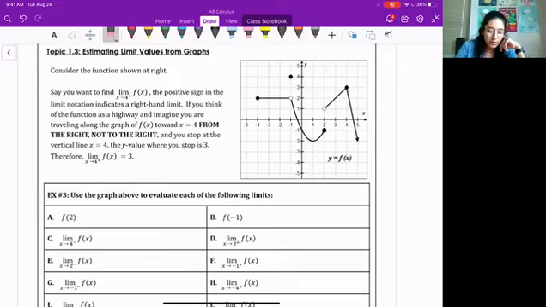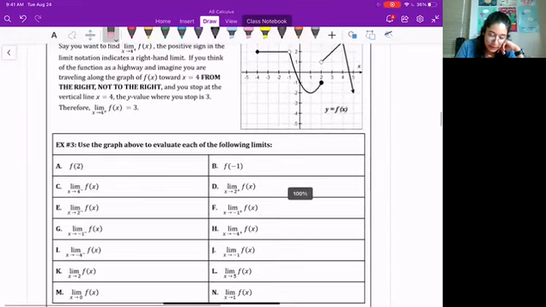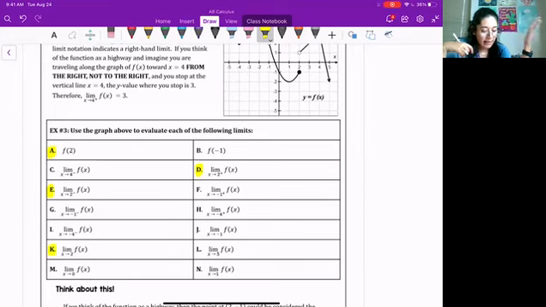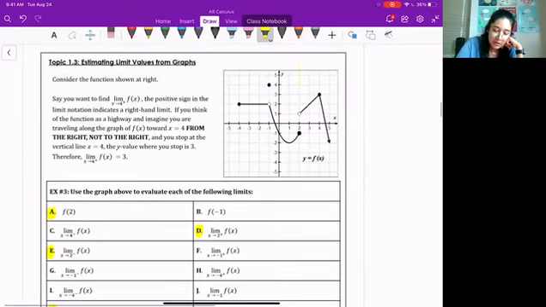So there's a couple here I want to pick out. Let's talk about what's going on at x equals 2. So that'll be here, here, here, and here. I'm going to talk about A, D, E, and K. So I'm focusing right here at x equals 2.